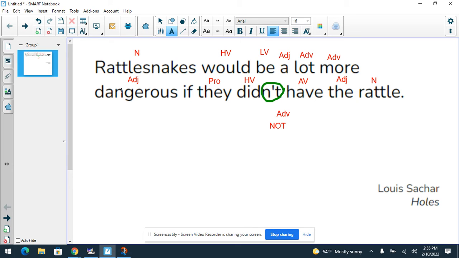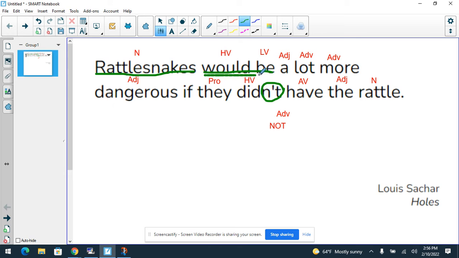It looks like we got a few things going on with subjects and verbs. So let's start underlining, okay? Subject, rattlesnakes, and our verb phrase would be. Okay, so that's one clause that has a subject and a verb. And if you look closely down here, here's another subject, they, and then the verb phrase is did have.